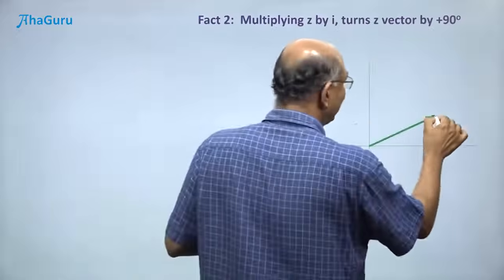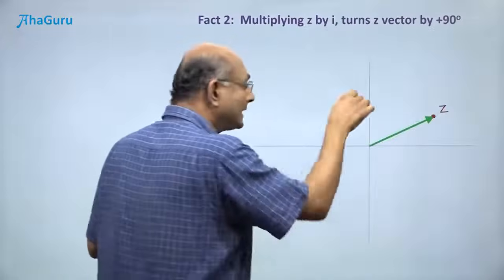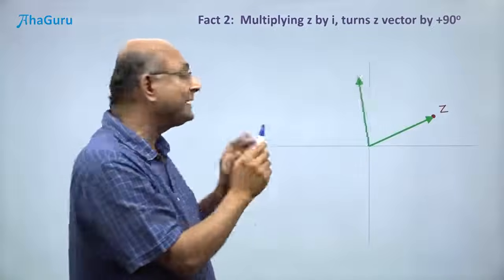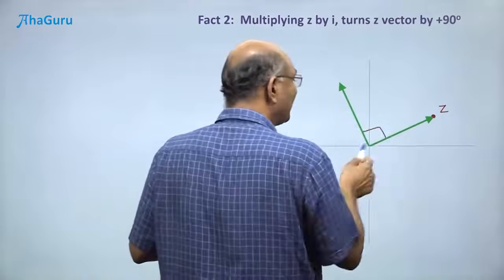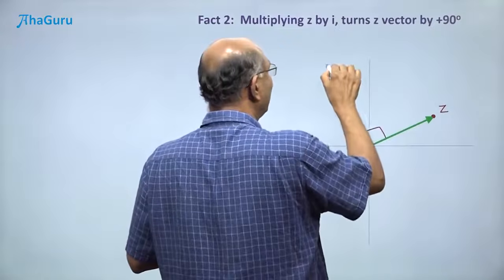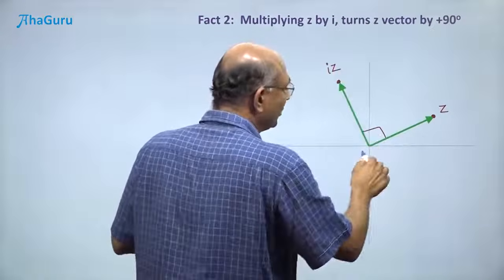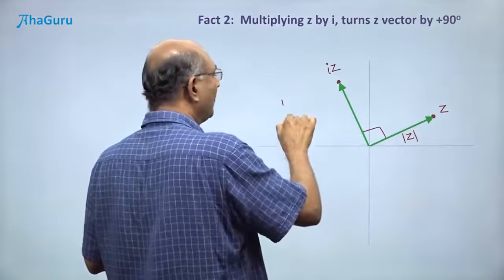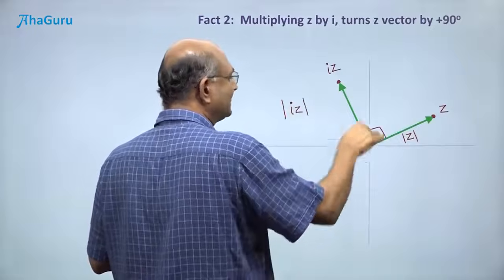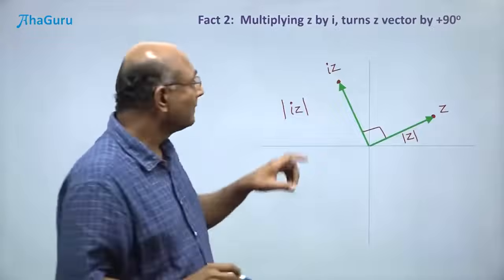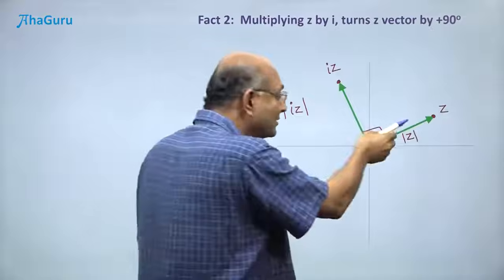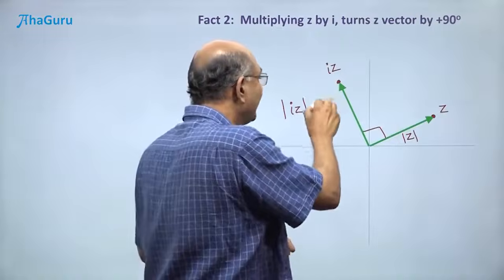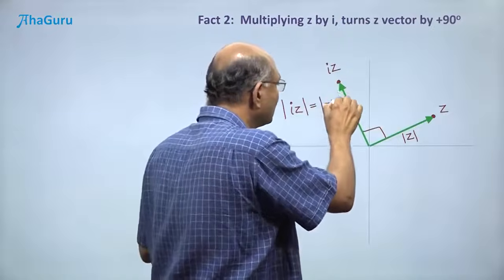So if I pick a point here z and I multiply z by i, iz will basically be a 90 degree turn of this vector. So this point is iz. Now you know that this is modulus z and this should be modulus of iz, right? This length should be modulus of iz. But how did I get iz from z? All I did was to turn this around. So the length would not have changed. So what is modulus of iz? It must be equal to modulus of z.